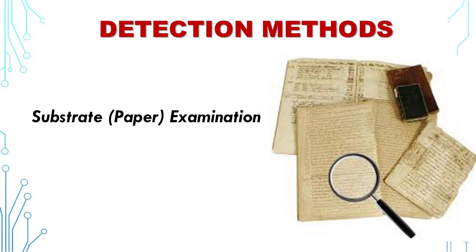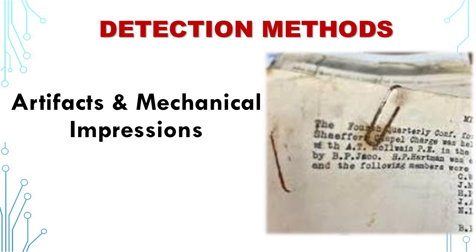Then optical brightness. Detecting chemical additives like optical brightening agents, which only became common in paper manufacturing after the 1940s and 50s. So if there's any paper or any document that is alleged to be created before this period, before the 1950s or 1940s, it can be challenged.